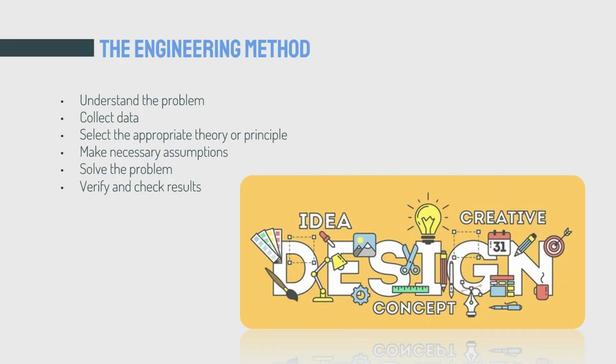Then you need to select the appropriate theory or principle to approach your solution. After that, you make the necessary assumptions that are needed. There is no problem without assumptions. Not every problem is well defined all around. You have to assume some things, but make sense in your assumptions, so as not to ruin your answer by making it illogical. Then you need to actually solve the problem. Eventually, you need to verify and check the results. You can imagine the engineering method as solving your physics class problems. You follow the same approach even though you don't realize it.